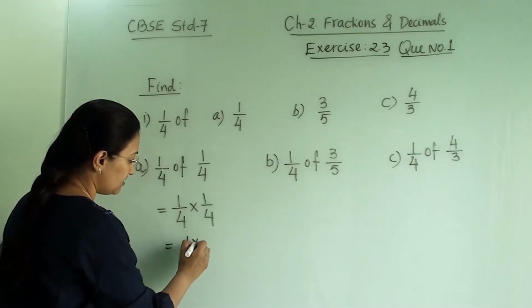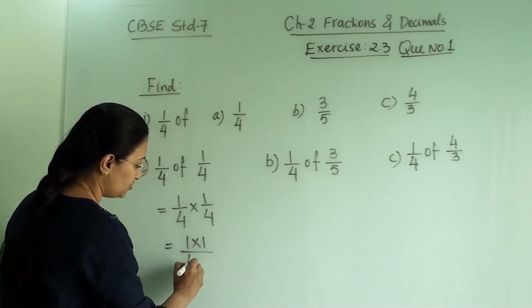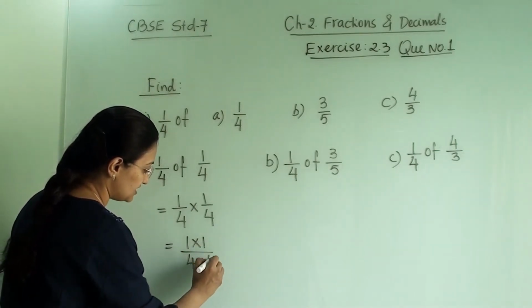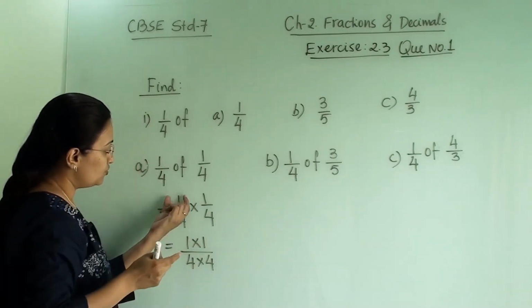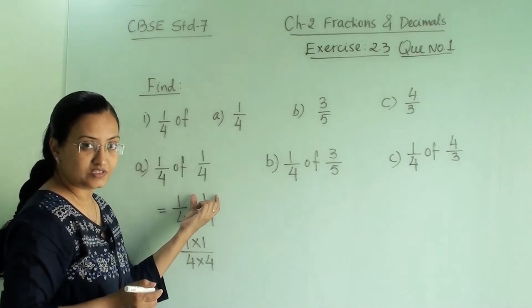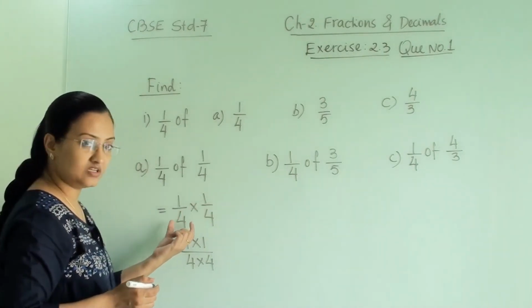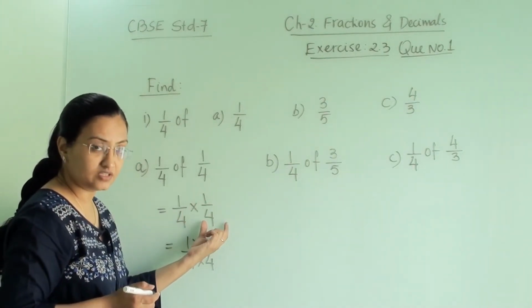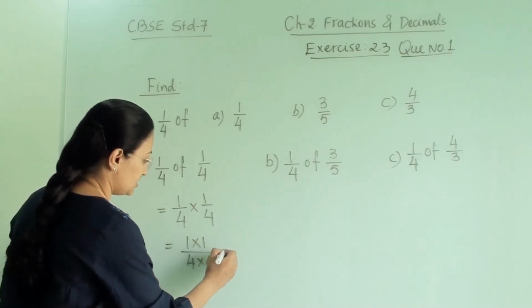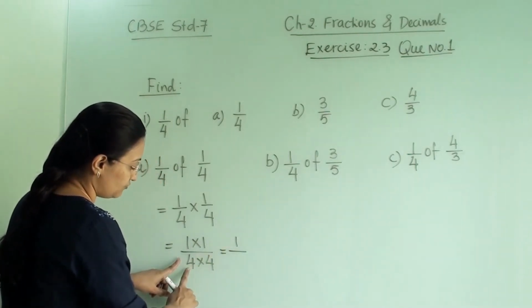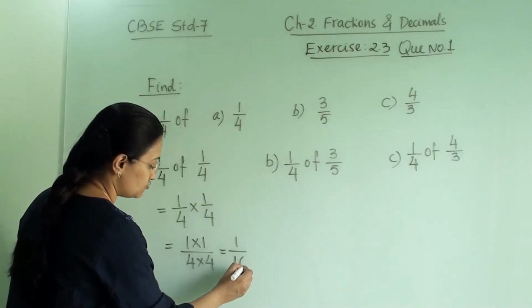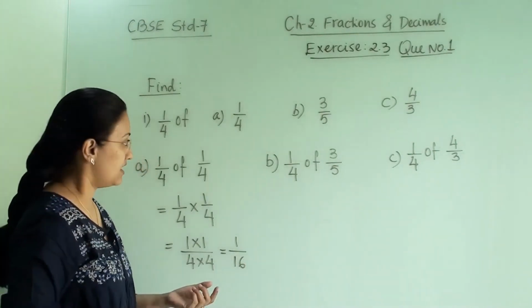Earlier we have solved some numericals, in which we have seen that in multiplication, the numerator is going to multiply with the numerator and the denominator is going to multiply with the denominator. So here the answer is 1 into 1, 1, and 4 into 4 is 16. So 1 by 16 is our answer.